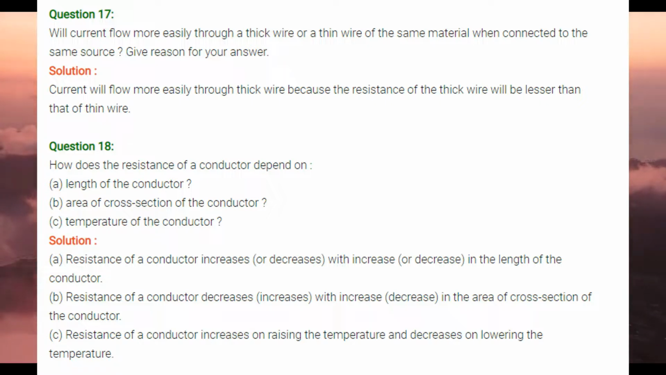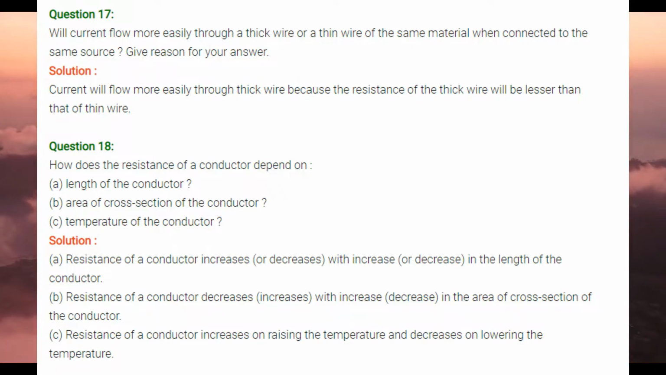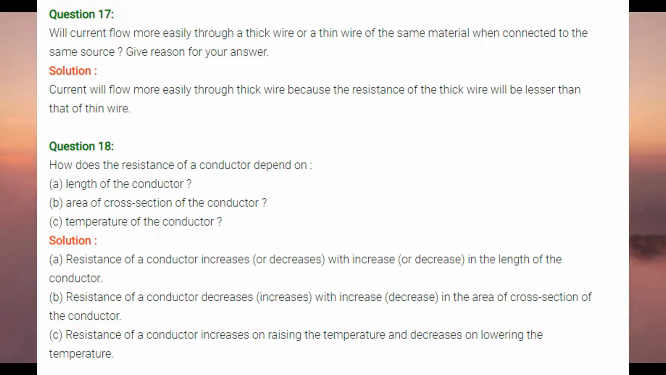Question 18. How does the resistance of a conductor depend on A. Length of the conductor, B. Area of cross-section of the conductor, C. Temperature of the conductor? Solution. A. Resistance of a conductor increases, or decreases, with increase, or decrease, in the length of the conductor. B. Resistance of a conductor decreases, increases, with increase, decrease, in the area of cross-section of the conductor. C. Resistance of a conductor increases on raising the temperature and decreases on lowering the temperature.